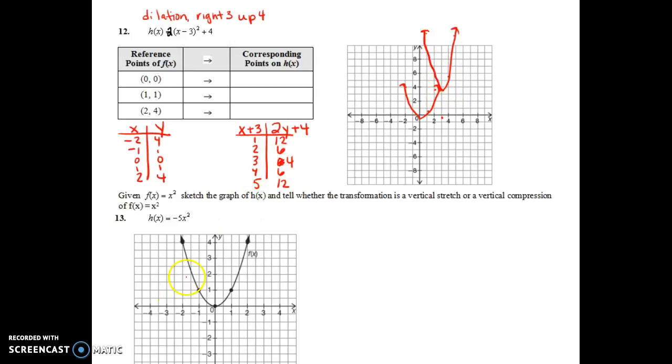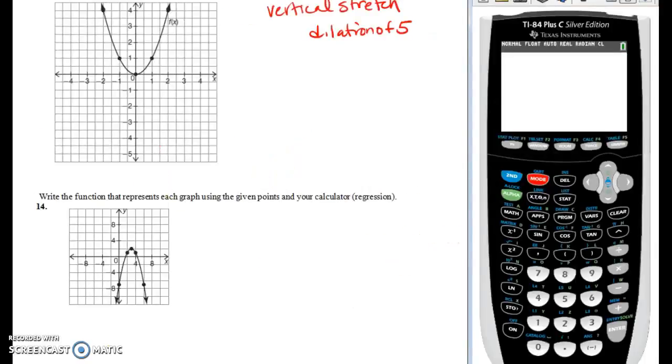Again, we just have a few more videos where we practice the same things. Question 13, sketch the graph and tell whether the transform is a vertical stretch or vertical compression. Anytime that you have a whole number, that's going to be a vertical stretch. Again, we just refer to that as a dilation of 5.